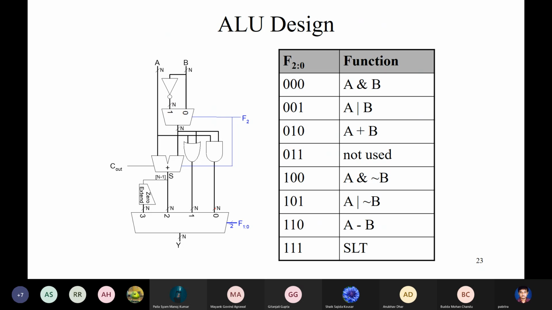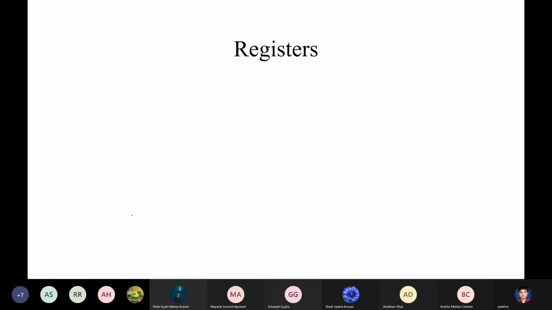So this is a simple circuit which looks at the F block and does all these operations. Many times you need to have a multiplexer to decide which one to use. Okay, so now let us go to the next topic, which is registers.